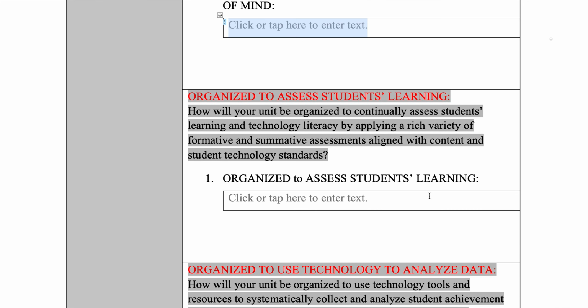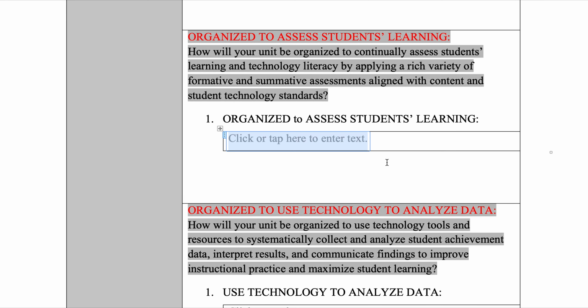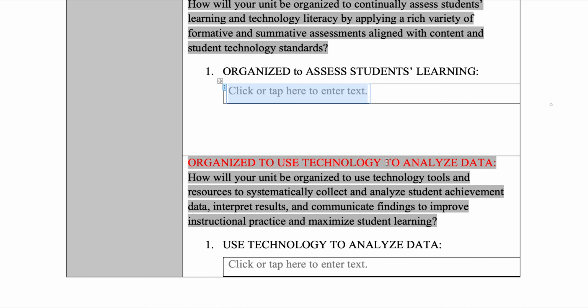And then the next part will be organized to assess student learning. How will your unit be organized to continually assess students, meaning that you are constantly keeping track of how they're learning, what they're not learning, to make sure that you are giving them feedback to make sure that they are on track, that they're not just going to your class and taking this unit, and if they don't feel like they're moving along, they may lose interest. So just indicate that here in organized to assess student learning.